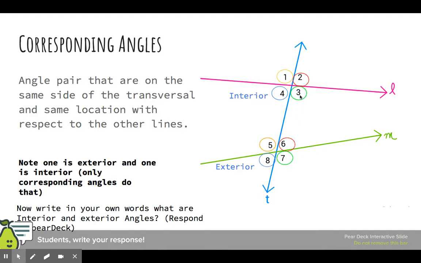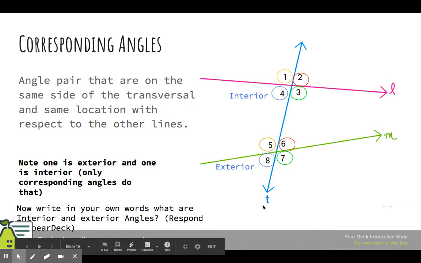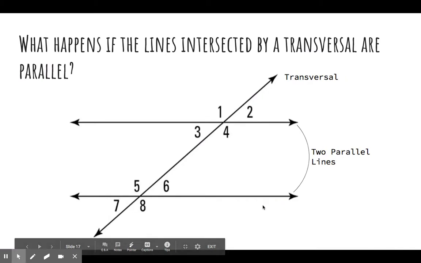So they're on the same side of the transversal and in the same location with respect to the lines. If same location with respect to the lines is a bit hard for you, remember that one has to be interior, right? And one has to be exterior. So this is our interior, then the other one has to be exterior and on the same side with respect to the transversal. Okay.